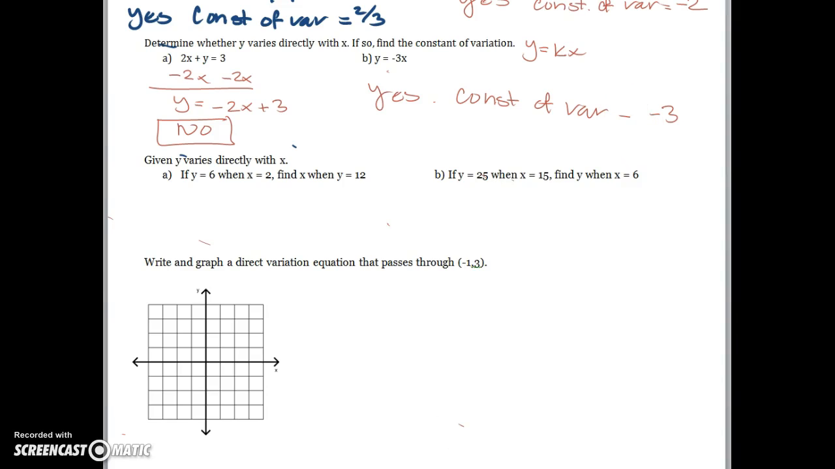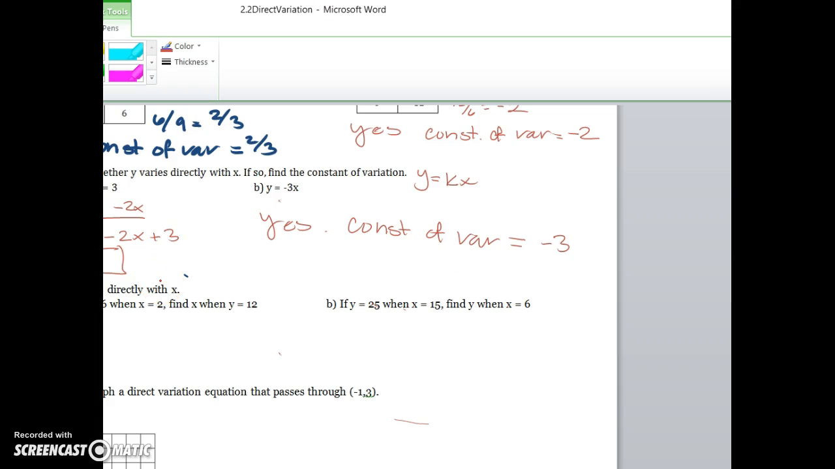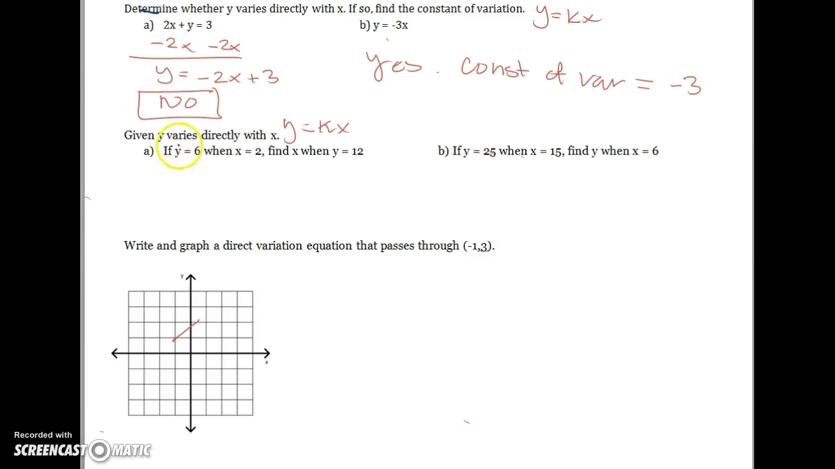All right, your next set. Really quickly here. Given y varies directly with x. That's the given part. What do they want from me? Well, if y equals 6 when x equals 2, find x when y equals 12. So the first thing I want to show you is how to write your direct variation equation. So we already know that y equals kx. So to find my equation, I'm going to use what I know. That's the if part of this.